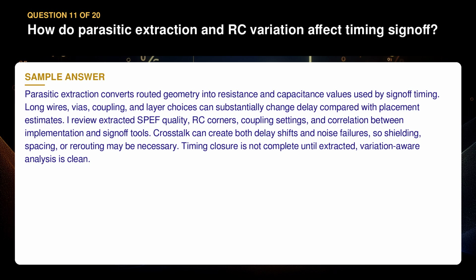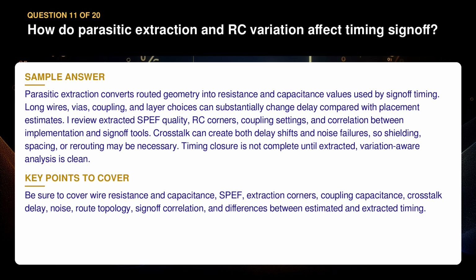Crosstalk can create both delay shifts and noise failures, so shielding, spacing, or rerouting may be necessary. Timing closure is not complete until extracted, variation-aware analysis is clean. Be sure to cover wire resistance and capacitance, SPEF, extraction corners, coupling capacitance, crosstalk delay, noise, route topology, signoff correlation, and differences between estimated and extracted timing.